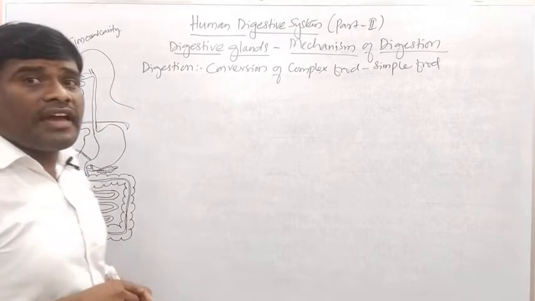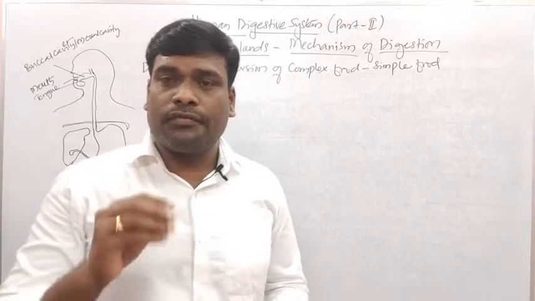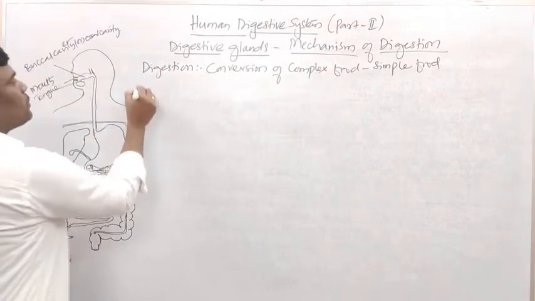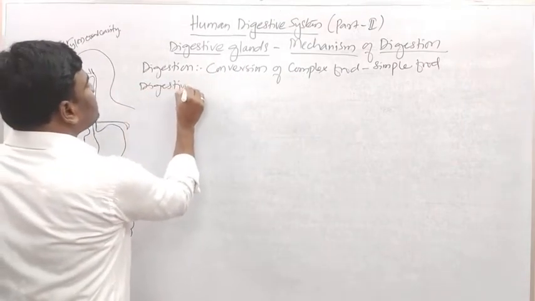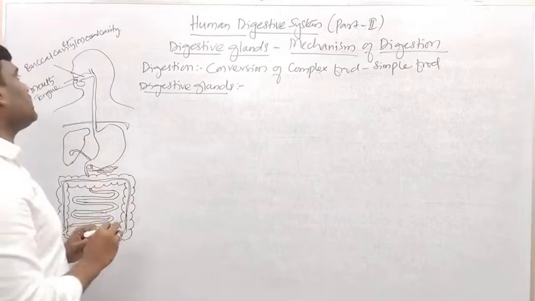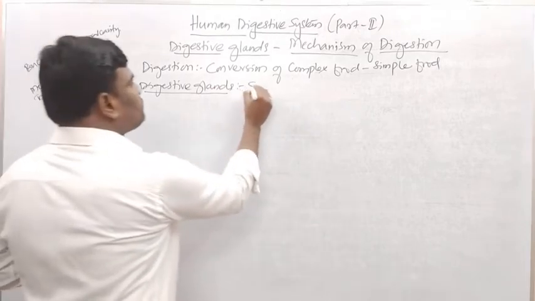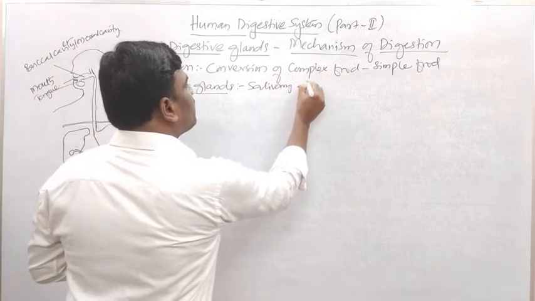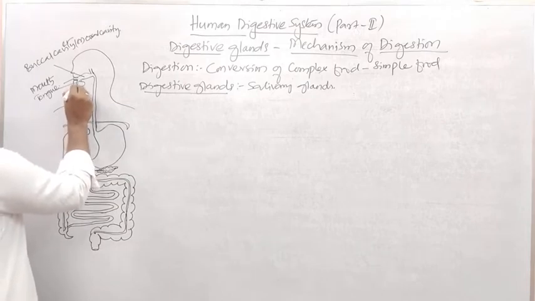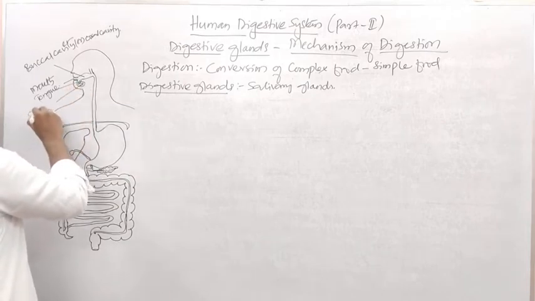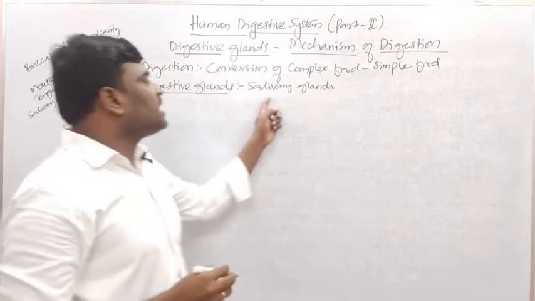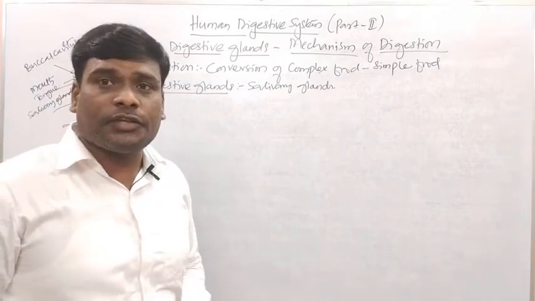And inside the buccal cavity, children, we see salivary glands. We are studying the digestive glands, and the first thing we are going to study is the salivary glands. There are three pairs of salivary glands, children. These salivary glands are exocrine in nature.